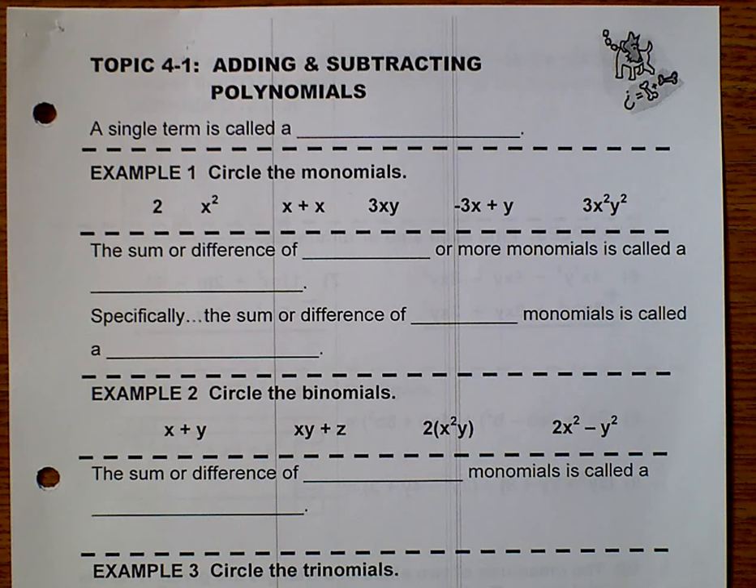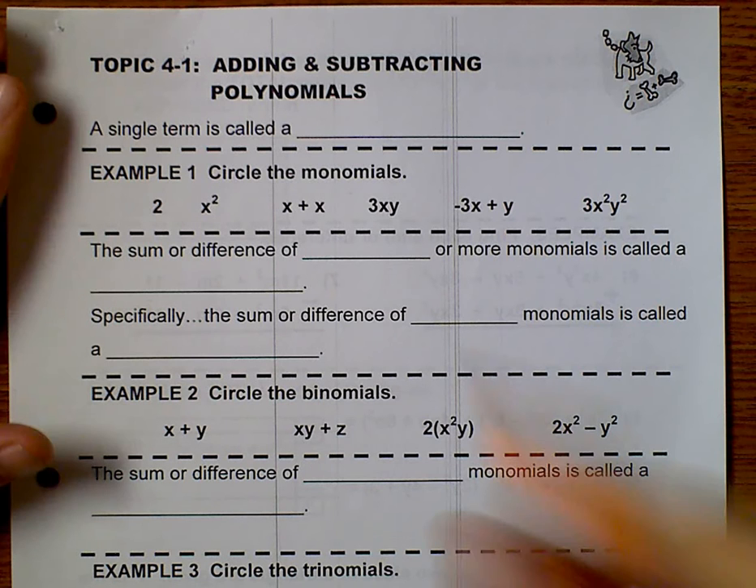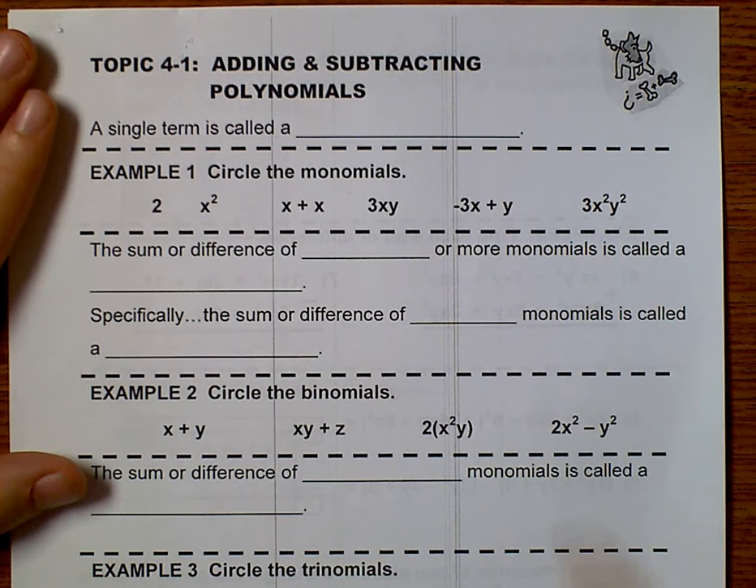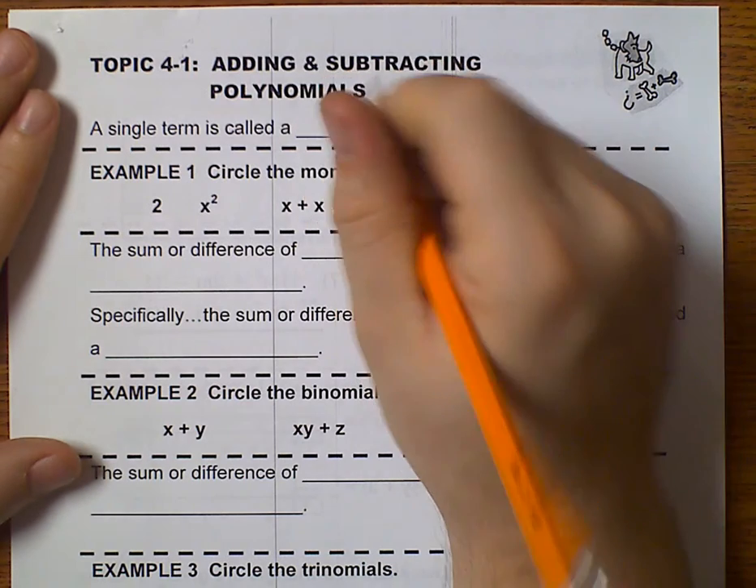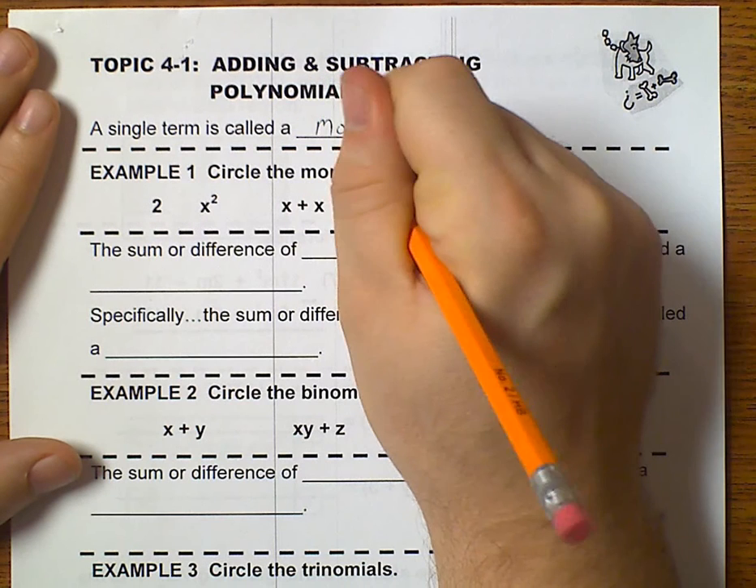Hello, this is topic 4-1 on adding and subtracting polynomials. Let's go over some vocabulary. If we have a single term, that is called a monomial. Monomial.